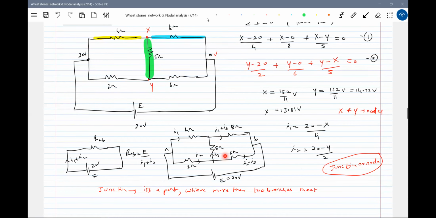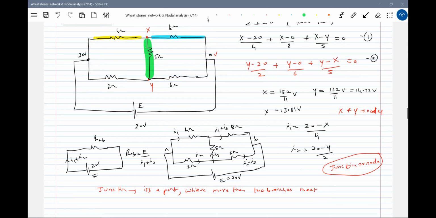How to calculate this current I1? (20 minus X)/4, because I know the potential here. I know the potential difference across this 4 ohm, (20 minus X)/4. This will give I1. (20 minus Y)/2 will give the current in the 2 ohm resistance. Similarly, here (Vy minus 0) divided by the resistance will give the current in this branch. Vx minus 0 divided by the resistance will give the current in this branch.